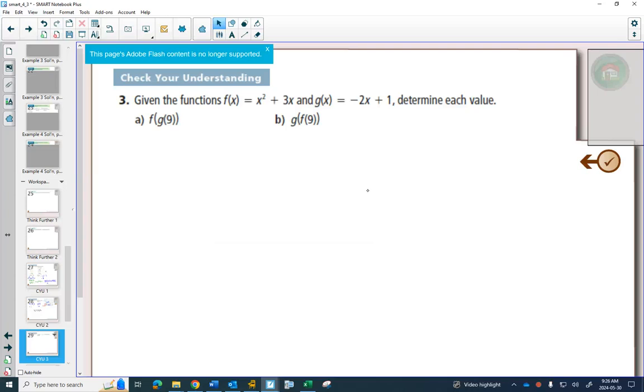First, we had a table of values. Second, we had the graphs. Third is exactly the same, but now they give you equations.